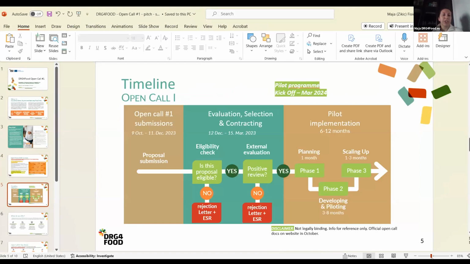The process is already ongoing. You can already apply via F6S for our first open call. Don't miss the deadline. The deadline is 11th of December, 5 p.m. Central European time. We expect the projects will start in March, and they will be divided into 3 phases, each of which has its own set of activities, and based on these activities and the KPIs that you achieve, you will receive parts of your total budget.